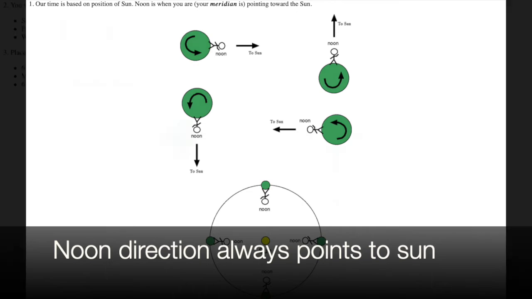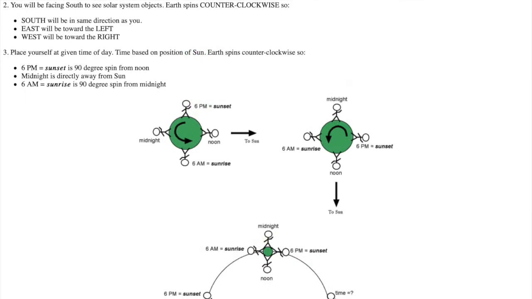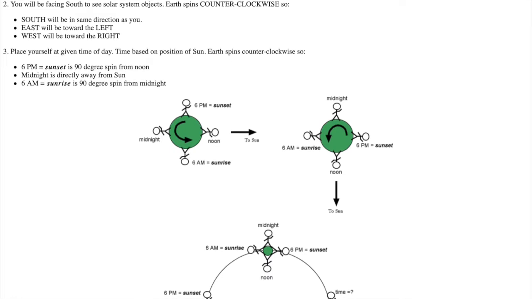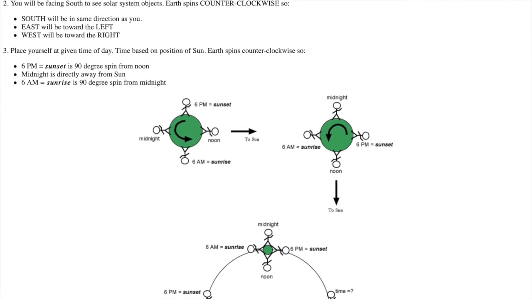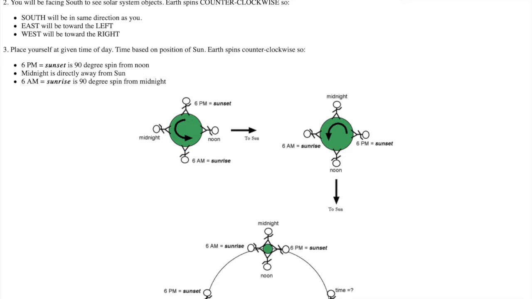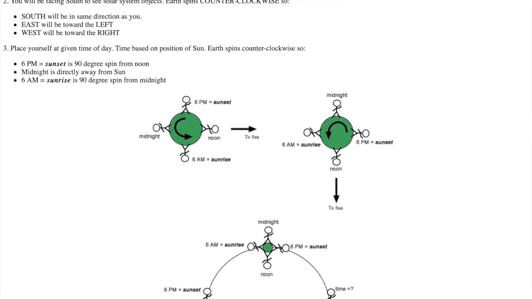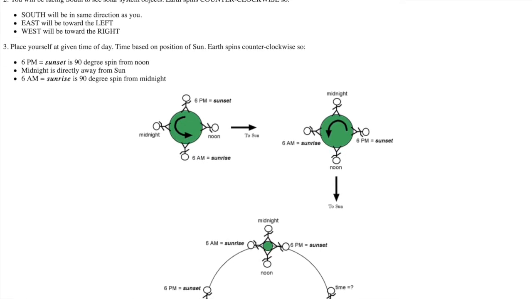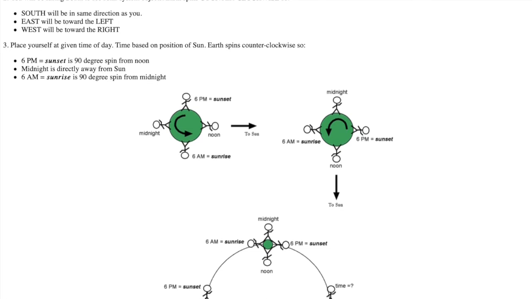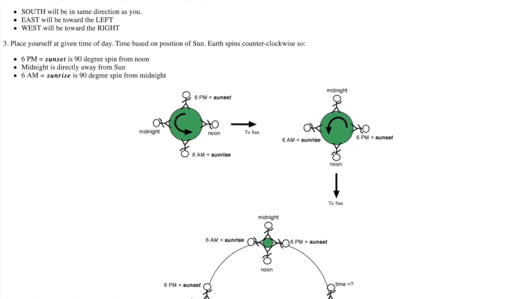For us in the northern hemisphere and north of the tropics, all of the interesting solar system action will be happening in the southern sky, which is why you need to face south. East will be on the left and west will be on the right. East, south, west rotate with you on the Earth.